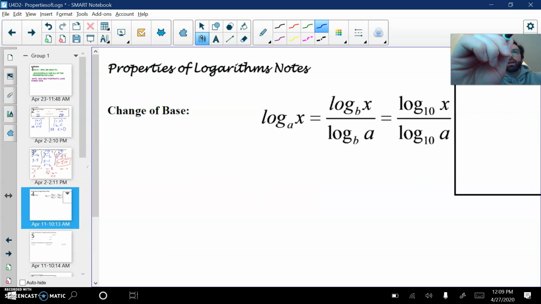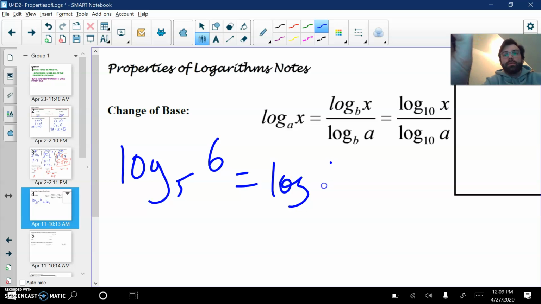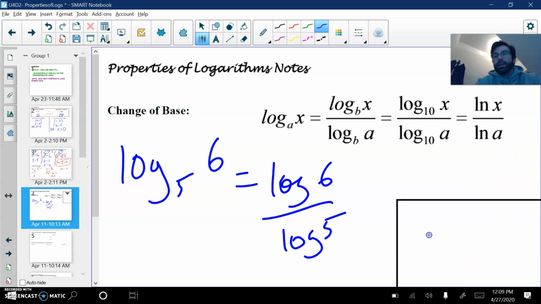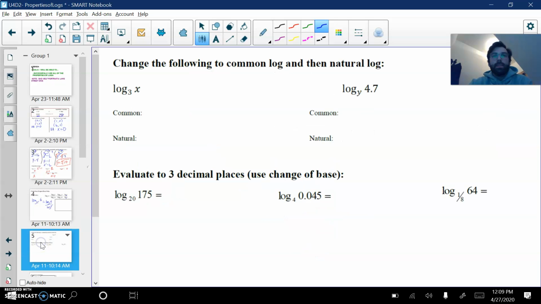So how would I plug that into my calculator? Let's say I had log base 5 of 6, that would be the log of 6 divided by the log of 5. The natural log, so ln, works in the exact same way, except the base of an ln is e. E is an operator. It's an exponential function. Okay, let's go on. Change the following to common log, then to natural log.